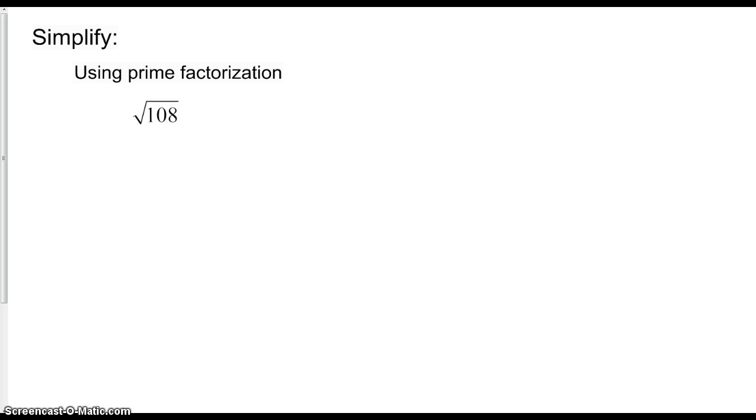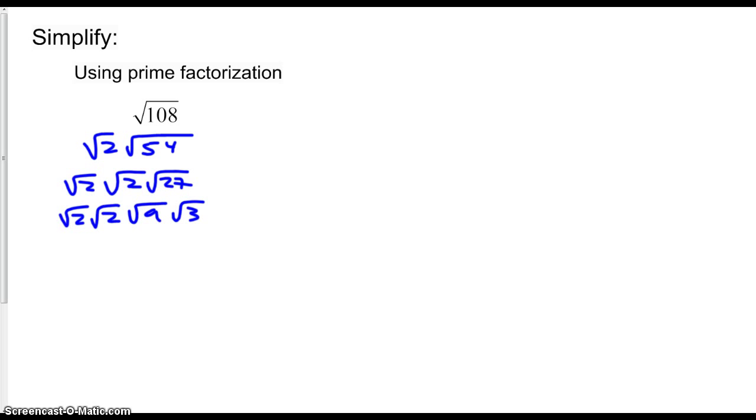prime factorization. In this case, you just keep dividing until you can't divide any further, regardless of whether the numbers are perfect squares or not. So maybe you just say this is square root of 2 times, what would that be, 54. And you just keep going here. Square root of 2, if I take 54 and divide by 2, that's 2 times 27. And then square root of 2, square root of 2, this is a 9 times a 3. But the square root of 9 is a square root of 3 times the square root of 3.